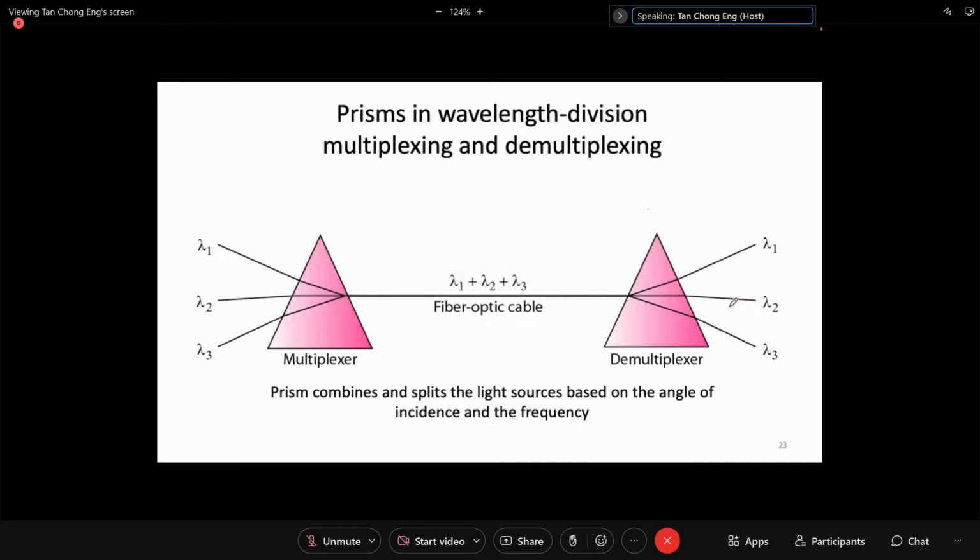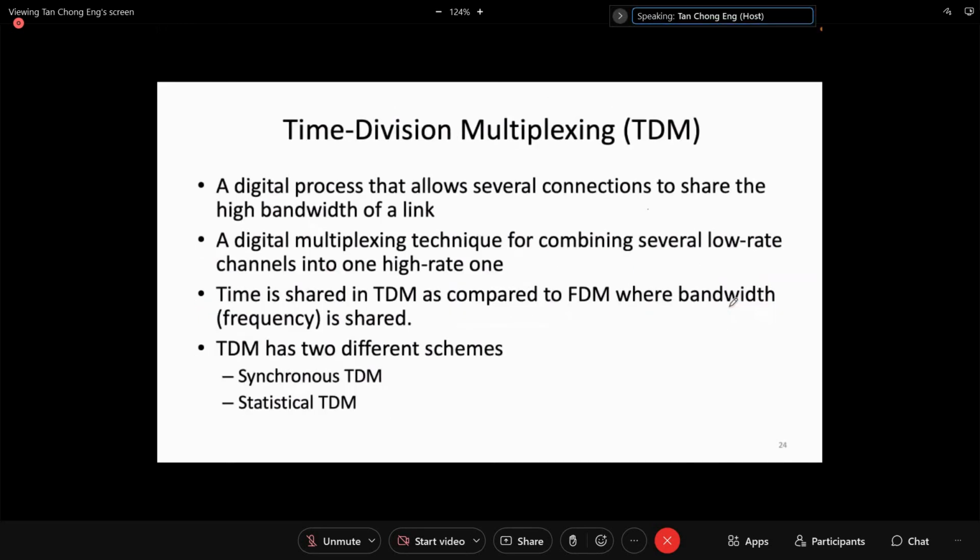Okay? This is exactly what we're talking about. Right, let's talk about time division multiplexing. Time division, as we all know, is one of the most popular multiplexing techniques being used. Why? Of course, they have their own advantages. Time division, you divide the time.